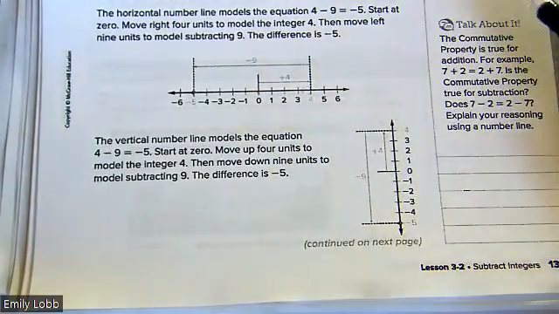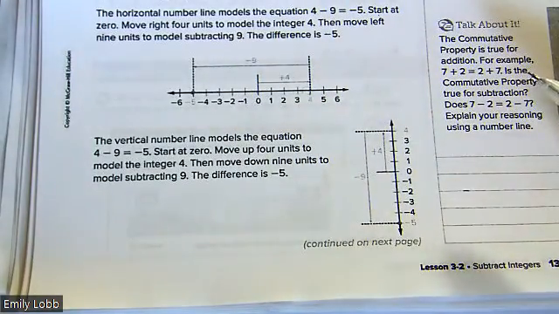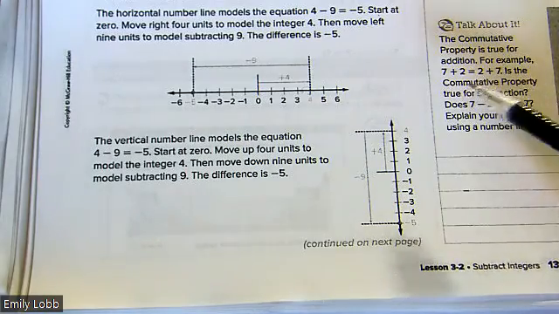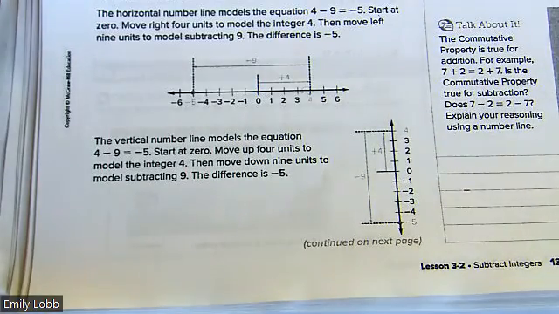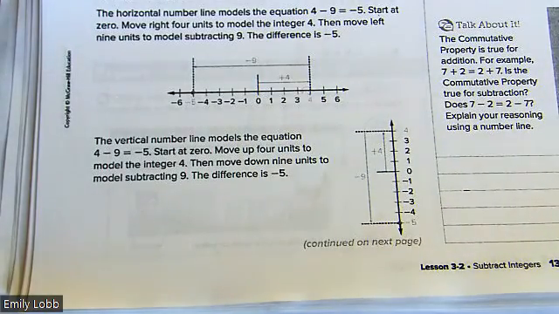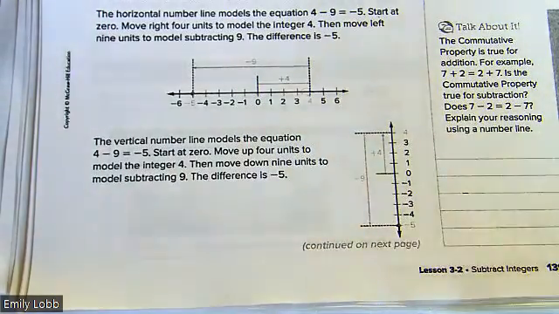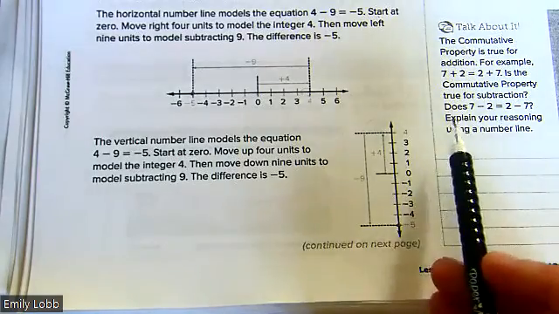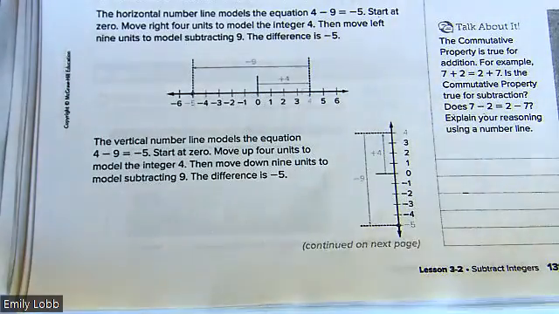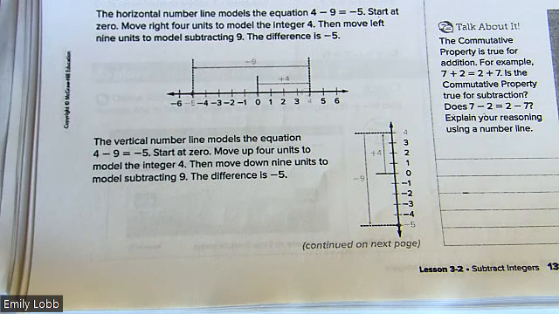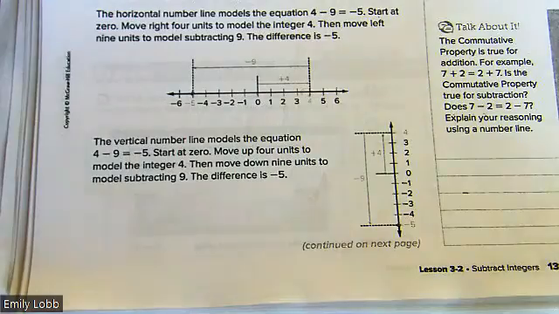All right, commutative property. We use the commutative property for addition, right? 7 plus 2 is equal to 2 plus 7. My first grader calls it turnaround facts. I know that's the commutative property, and she's like, commute it what? Right? So does 7 minus 2 equal 2 minus 7? No, it doesn't. What is 7 minus 2?